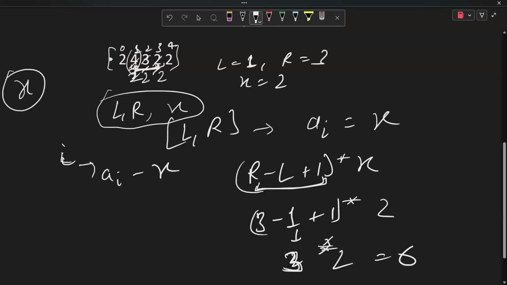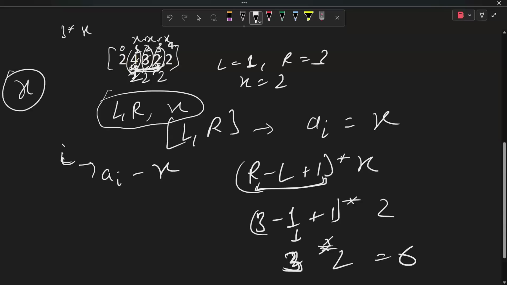We can just pick a range from 1 to 1, that is a single element, make it x. Then pick this range, make it x. Pick this range, make it x. What would it cost? It would also cost x plus x plus x. And if we are doing it in a single time, still it would cost 3x.